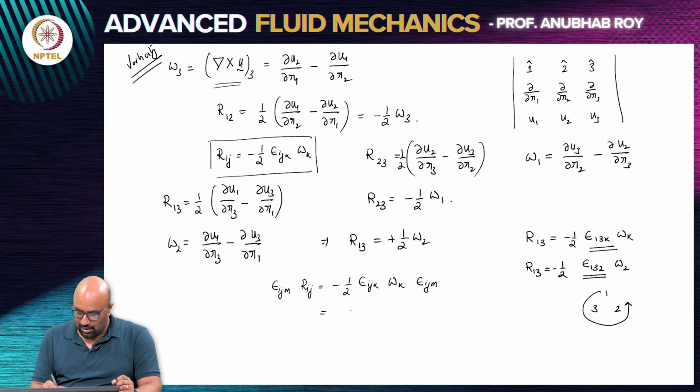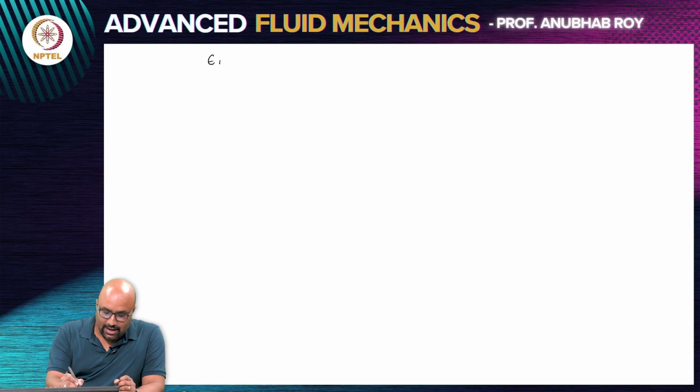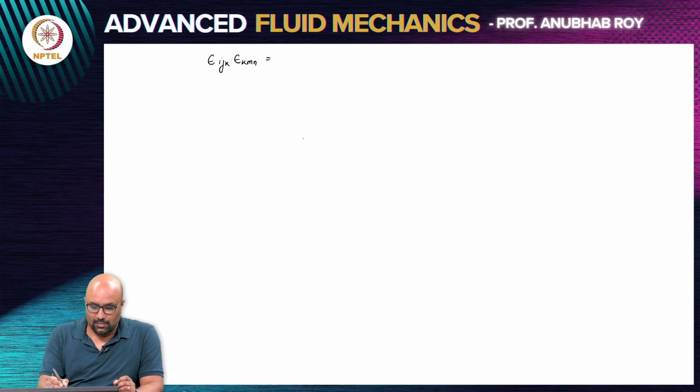Now, here on the right hand side, I have to do this calculation, epsilon ijk epsilon ijm times omega k. Now, how do I find this? So, we have learnt that epsilon ijk epsilon kmn is delta im delta jn minus delta in delta jm.